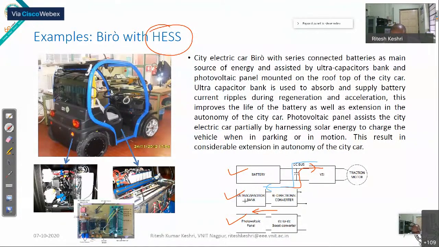We use this ultra capacitor. If you don't use this bidirectional converter, what is going to happen? You see that energy stored is 1/2 CV square for this ultra capacitor. So if you don't use it, what will happen? As it is going to submit the energy, the bus voltage is going to drop. So it will not be possible to deliver the maximum possible energy.